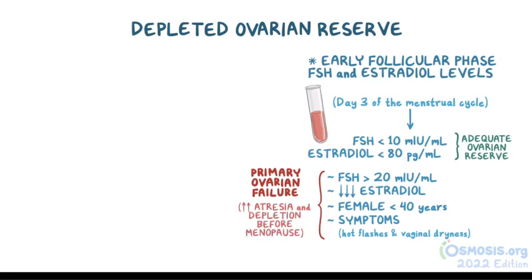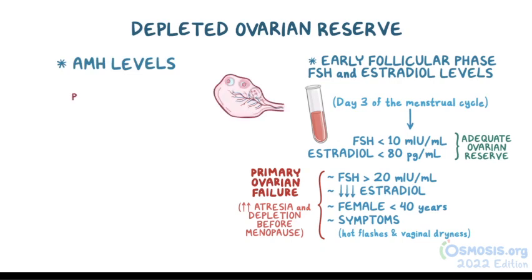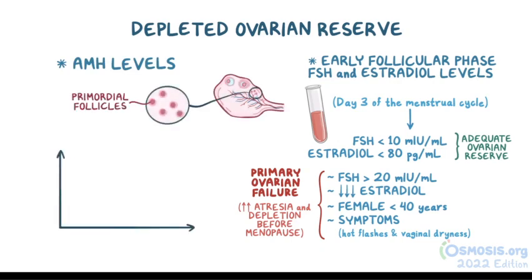Additionally, serum anti-Müllerian hormone, or AMH levels, can be checked. Anti-Müllerian hormone is secreted by primordial ovarian follicles, and it directly correlates with the ovarian reserve, so it gradually declines with age until it becomes very low or undetectable at menopause, or with premature ovarian failure.